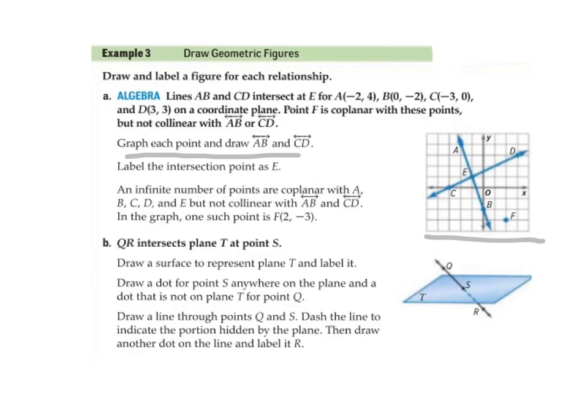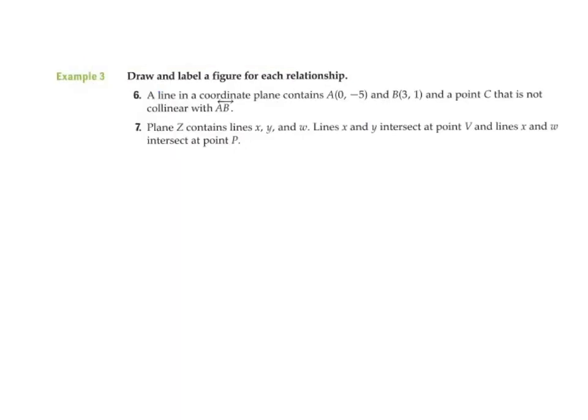All right. F is on the plane. It's not on the line, but it is a point, and that is coplanar. Okay, it's not collinear, it's just coplanar. It's on the same plane as A, B, C and D, but it's not touching any of them, so it's just coplanar. All right, so let's have a look at what we've got.